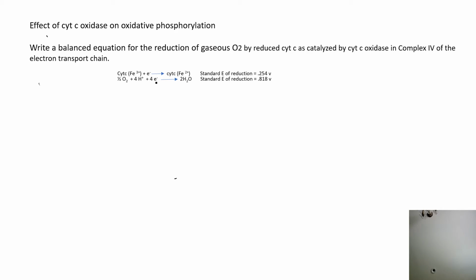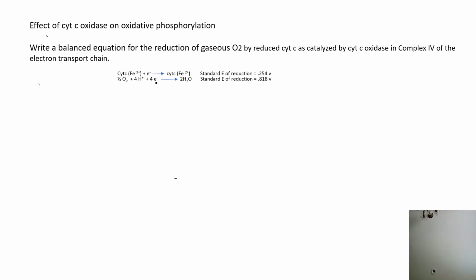And the problem starts by writing a balanced equation for the reduction of gaseous O2 by reduced cytochrome C as catalyzed by the cytochrome C oxidase enzyme in complex 4 of the electron transport chain. And we're given the two standard reduction reactions and their associated standard reduction potentials for each of these. They're both positive, of course. Well, not of course, but they are positive. And we have to read the problem carefully, and it tells us that we are reducing gaseous O2.